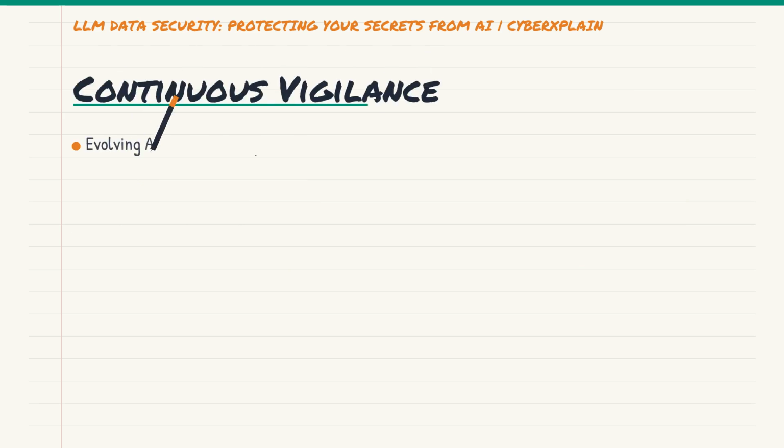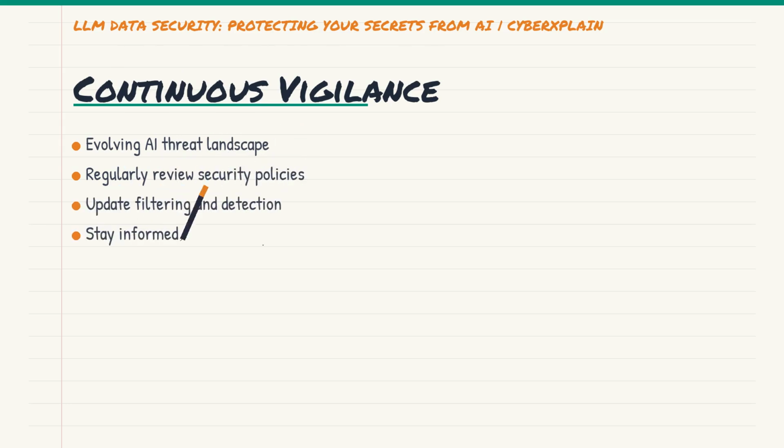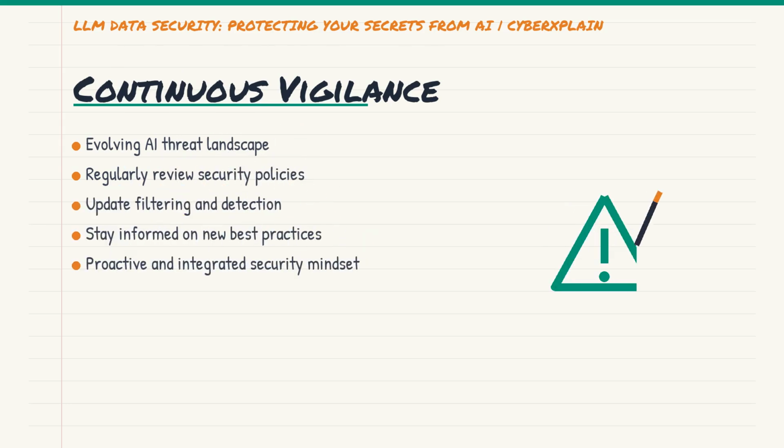Finally, the world of AI and cybersecurity is constantly evolving. New attack techniques emerge, models become more complex, and regulations change. So, continuous vigilance is absolutely essential. Regularly review your LLM security policies, update your filtering mechanisms, and stay informed about the latest threats and best practices. It's an ongoing journey, but by being proactive and integrating security from the ground up, you can responsibly harness the incredible power of LLMs. Thanks for tuning in, and I'll see you next time.